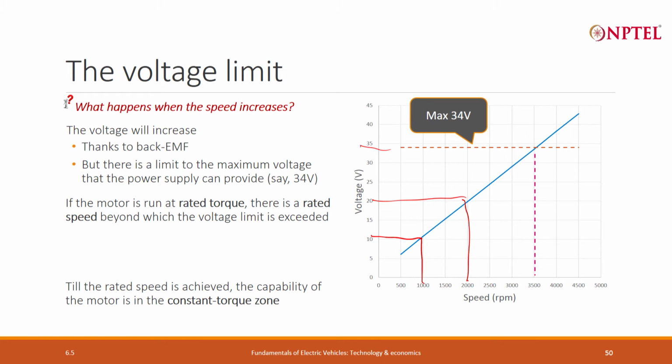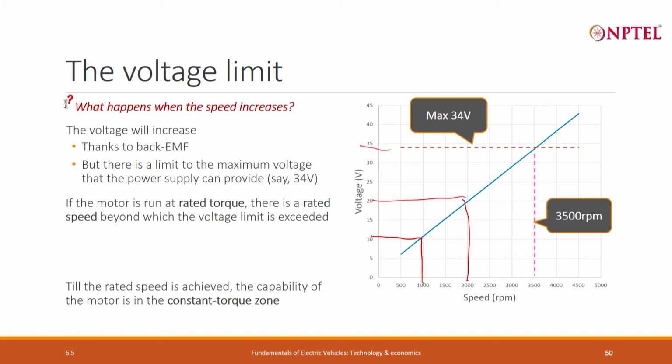when I hit the 34 volt limit, I hit a speed of 3500 RPM, and that speed is called the rated speed, because that is the maximum speed at which I can also get the rated torque. Remember, I am doing all of this experiment with the 22 Newton meter torque by supplying 160 amperes of current.